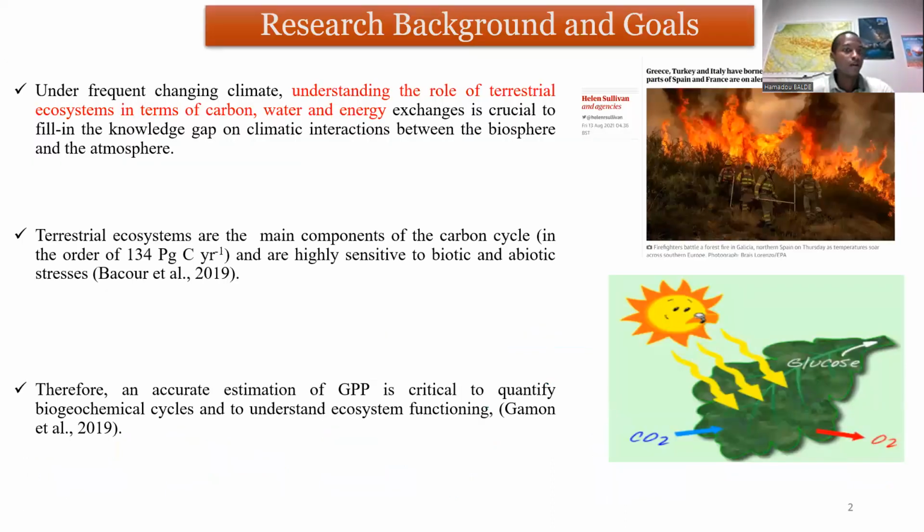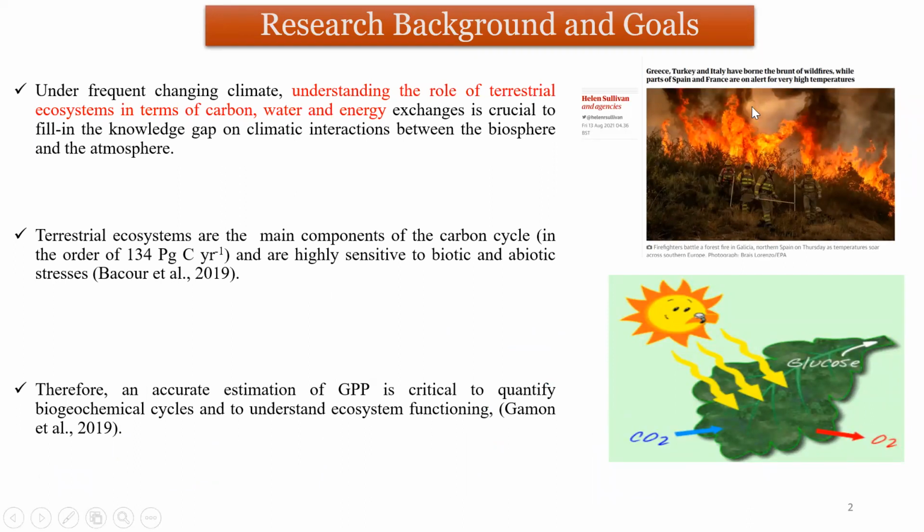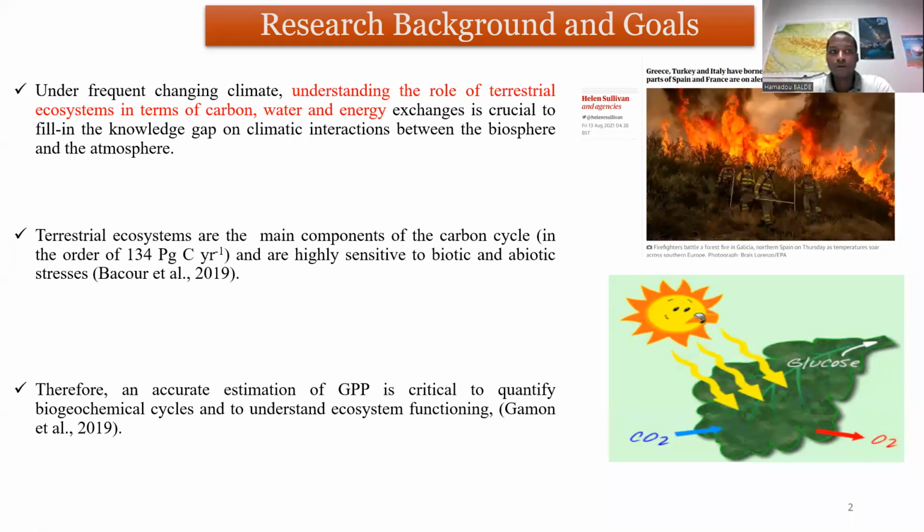All right, in a frequently changing climate, with frequent wildfires and heat waves, understanding the role of the terrestrial ecosystem in terms of carbon, water, and energy exchanges is important to fill the knowledge gap on climatic interaction between the biosphere and the atmosphere. The terrestrial ecosystems are the main component of the carbon cycle and are highly sensitive to biotic and abiotic stress conditions.